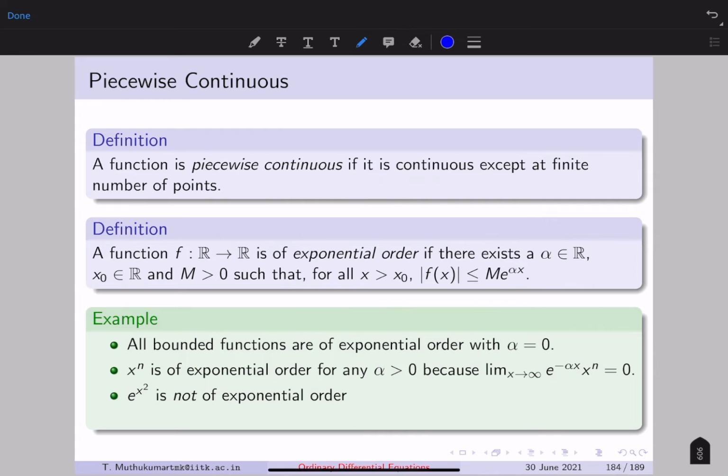Now exponential of x square is not of exponential order. So this is a function which does not fall under this category. Okay. And why does that happen? Because if you look at this function, exponential of x square, and multiply the given function by e power minus alpha x, this is unbounded for any alpha, right? Because it's exponential of x square minus alpha x. So whatever choice of alpha you take, x square minus alpha x is always positive for large x, and the exponential of this is always unbounded because it's the exponential of some positive power.